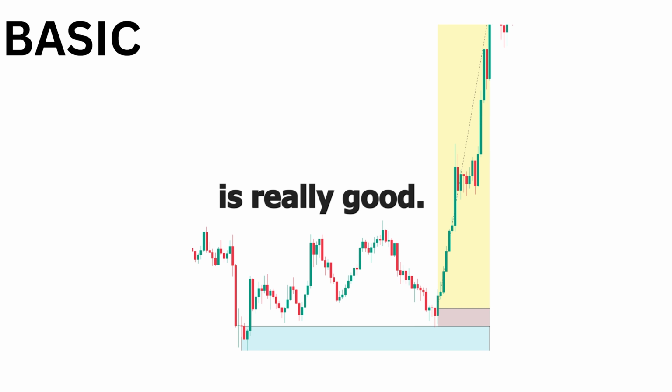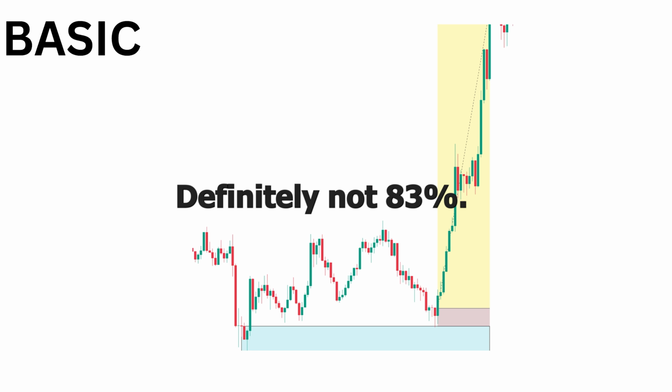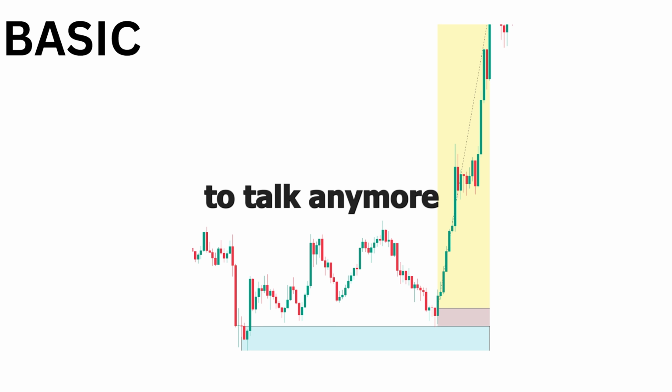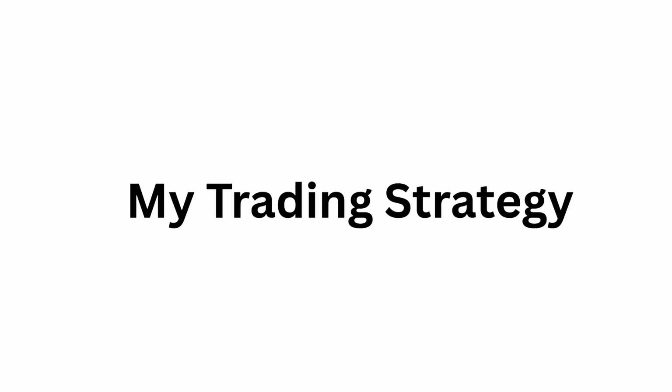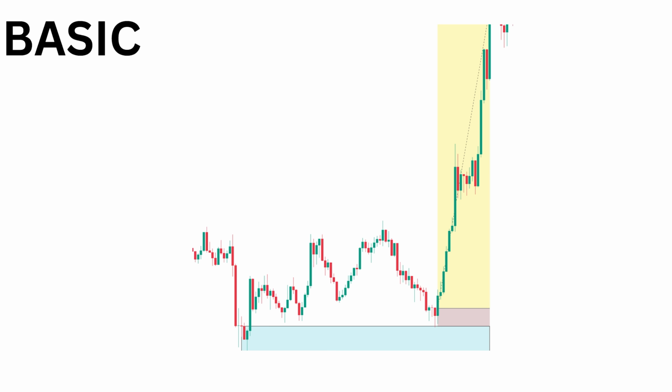Supply and demand is really good, but if you're not stacking up your own confluences and being strict with your criteria, your win rate won't be high. Definitely not 83%. So I'm literally just not going to talk anymore, and I'm going to get straight into actually explaining it. So my trading strategy, okay, first I want to go over some basics.